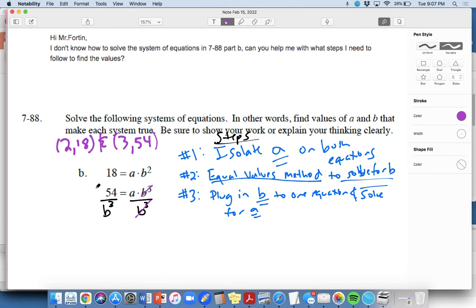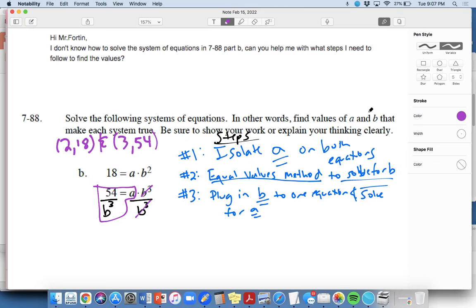Now I have A isolated. I cancel this all out. B to the third power divided by B to the third power is 1, so I got 1A over here, and what is it equal to? The one expression that I have for it is 54 divided by whatever B to the third power is. Because if I had to multiply by B to the third power to get to 54, I'd have to divide by B to the third power to get this down to A.